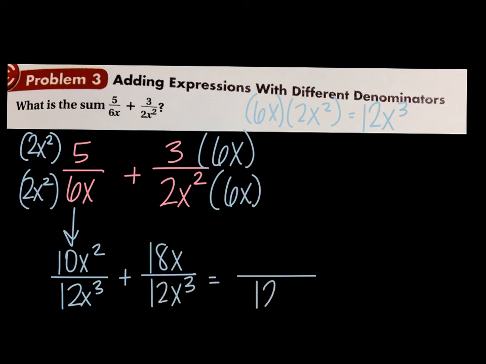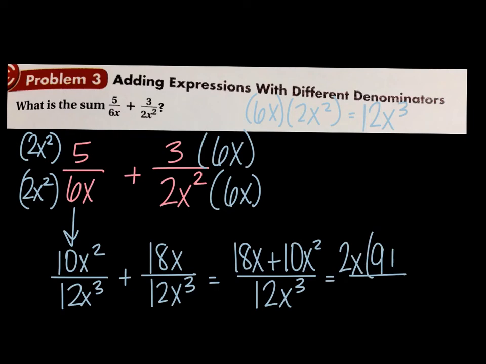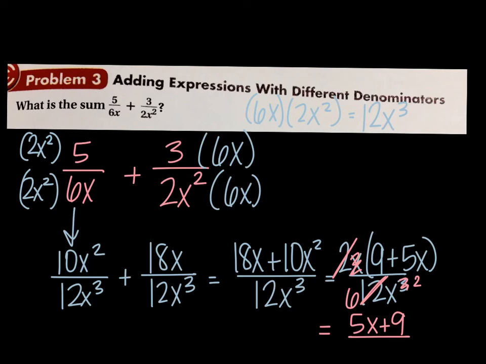Now that they're the same, we're going to keep the denominator, and we're going to add the numerators up top. I got 18x plus 10x squared. Well, I can factor out of the top. 2 will go into both of those, and they both have an x, so I'm going to factor out a 2x, and I'm left with 9 plus 5x, and in the bottom I've got 12x to the third. Now I can cancel this 2, because it'll go into 12 6 times. And this x will cancel one of these and leave x squared. So really I have 5x plus 9 in the top over 6x squared in the bottom.